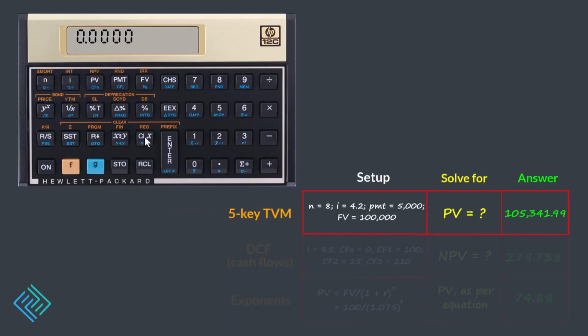Starting with the 12C and the 5 key TVM inputs, first, clear all registers using orange shift F, then clear REG. Then press 8, N, 4.2, I, 5,000, PMT, 100,000, FV, and solve for PV by simply pressing that key.